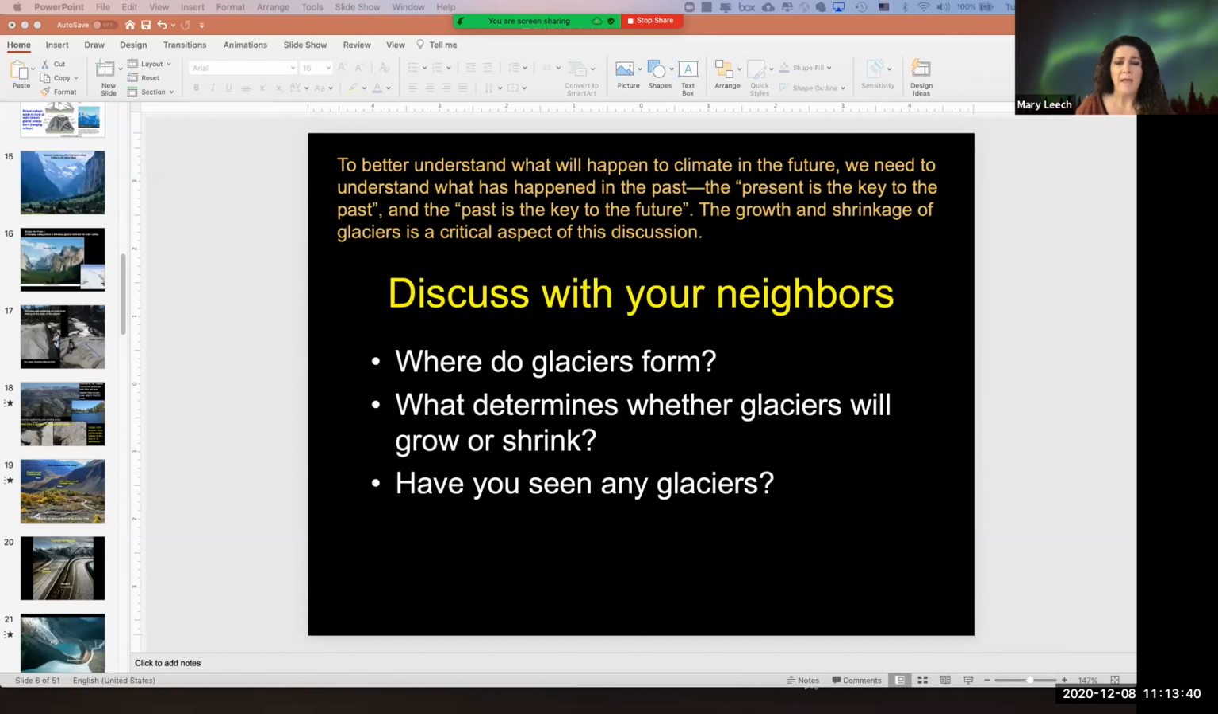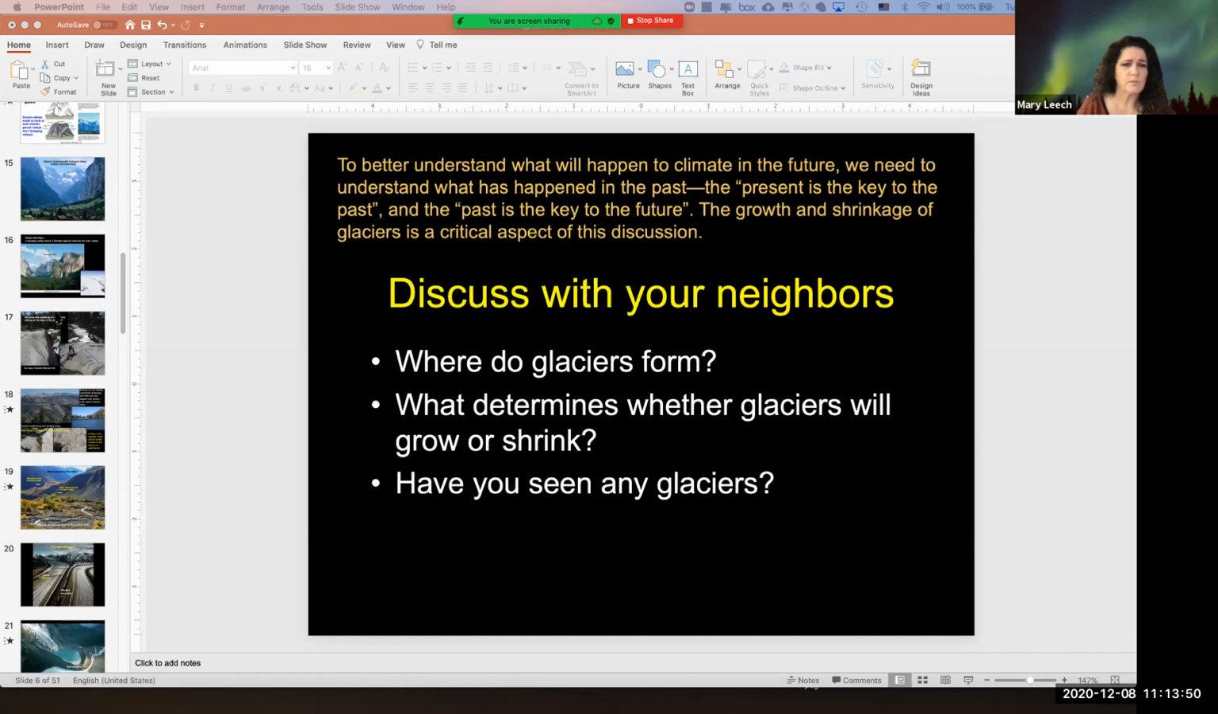Okay, so back to this: what determines whether glaciers grow or shrink? Temperature has something to do with it, right? The global temperatures do.